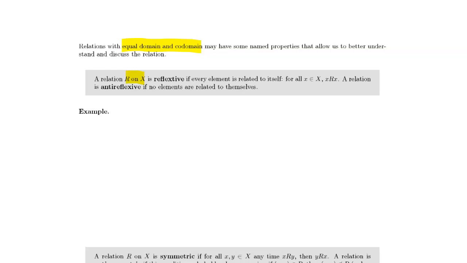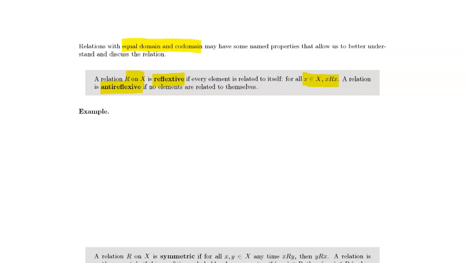First, a relation R on a set X is going to have the property of reflexiveness if every element is related to itself. Another way to say that is for all x in the set X, x is related to x. A relation is, on the other hand, anti-reflexive if no elements are related to themselves.